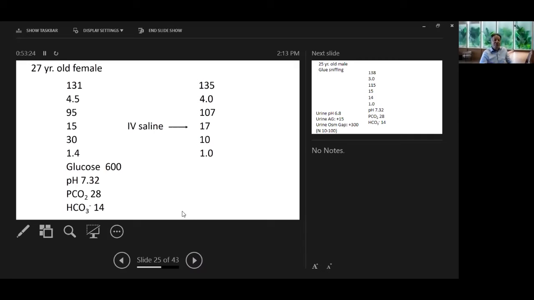So this is a very important point that we see all the time clinically. Don't start looking for another cause for an acid-base disorder. It's the same as the original one. Anyone have any questions about that? Okay, let's go to the next one.